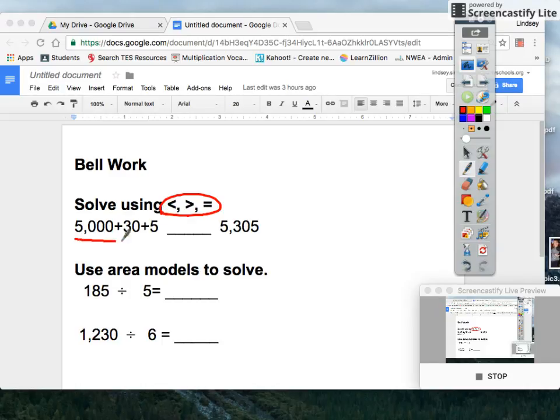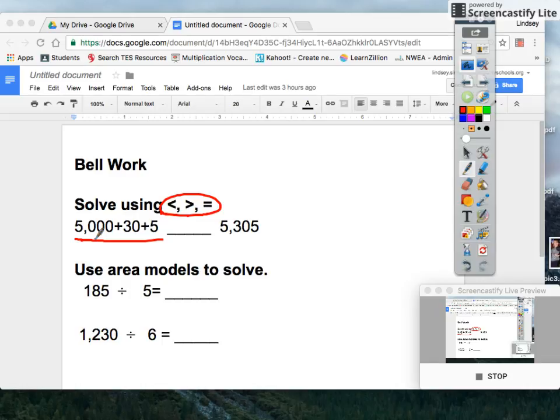All right, so you have 5,000 plus 30 plus 5 is either greater than, less than, or equal to 5,305. Now, this number right here is written in what kind of form? Expanded form. And we have to take it back to standard form in order to compare these numbers. We can't compare it if it's in expanded form. So how do you change a number from expanded form to standard form? Marina, what do you do?